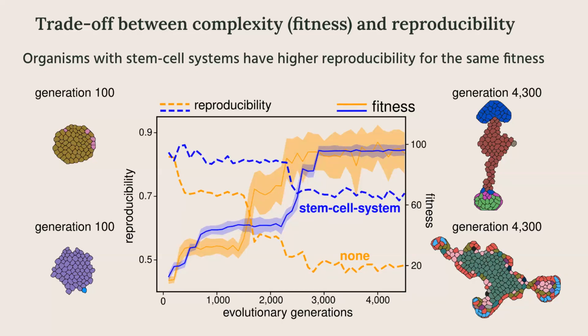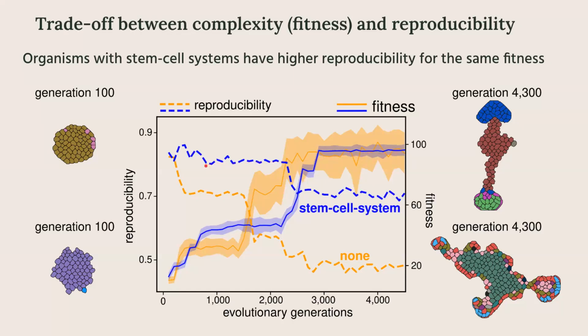The way I tested for that is to look at the evolution of both fitness, which is like morphological complexity, and reproducibility. What I'm showing you here is two simulations, one where a stem cell system evolved and one where a stem cell system did not, in orange. And we see that their fitness, or morphological complexity, reaches approximately the same score at the end of the simulation, under my metric for morphological complexity.